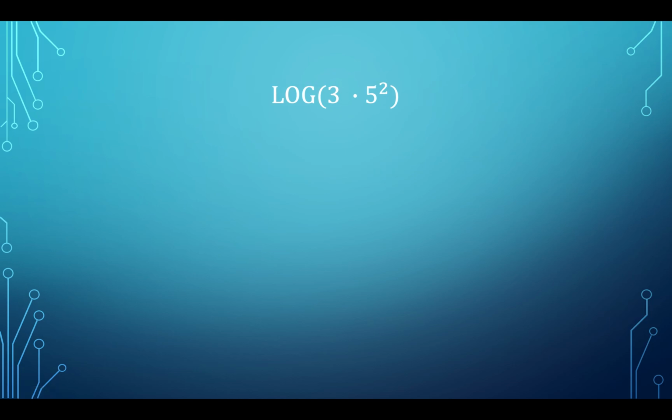How about this one? Log 3 times 5 squared. So break it up: log 3 plus log 5 squared. Not done just yet. Why? Because we have the 2 as the exponent, so we have to bring the 2 down into the front. So our final answer is log 3 plus 2 log 5.